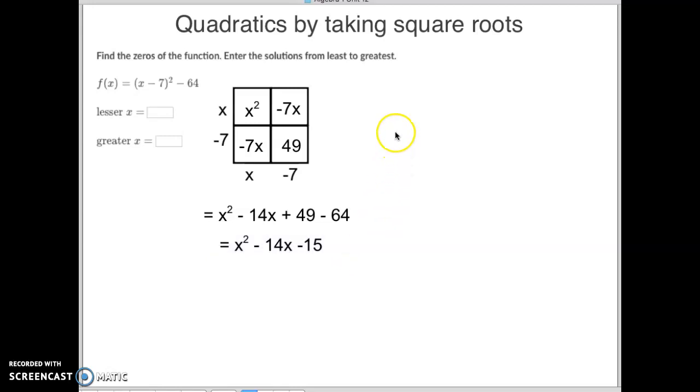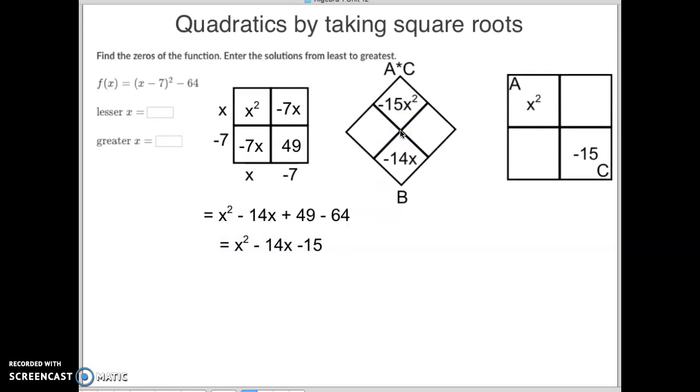Well, if you remember, we used to do these things called diamonds and rectangles. So those are back as well. Like I said, this one gets more involved. So in the diamonds and rectangles, you take your a term, which is this one, times your c term, which is this one. Negative 15 times x squared is negative 15x squared. This is your b term right down here, negative 14x. I'm also going to set up my rectangle. Remember, this is the a term in here, this is the c term in here.